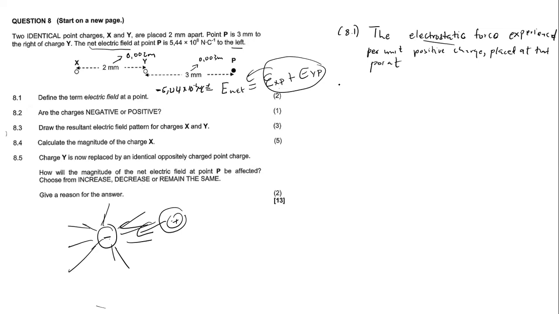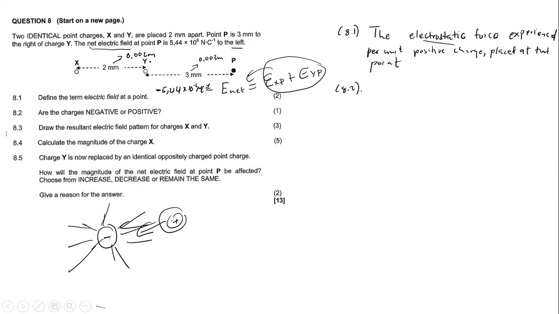And therefore 8.2. It says, are the charges negative or positive? Which charges? X and Y. Remember, they are identical. If X is negative, that means Y is also negative, and they have the same magnitude. Remember that. So are the charges negative or positive?